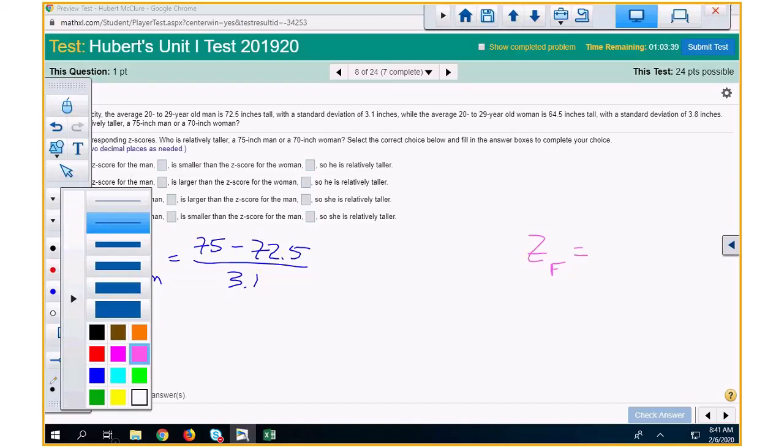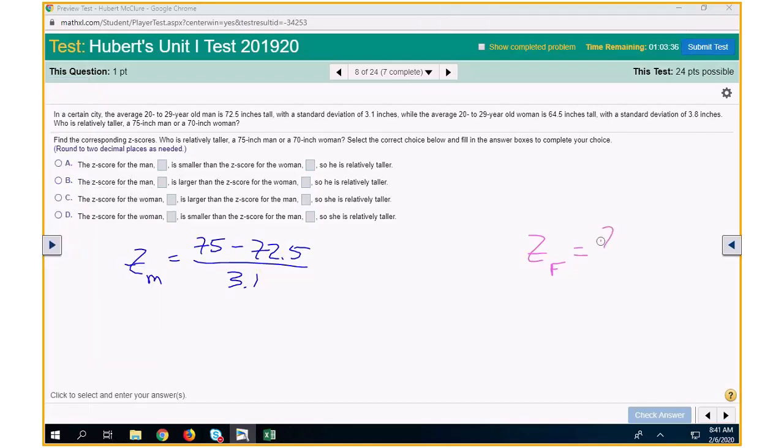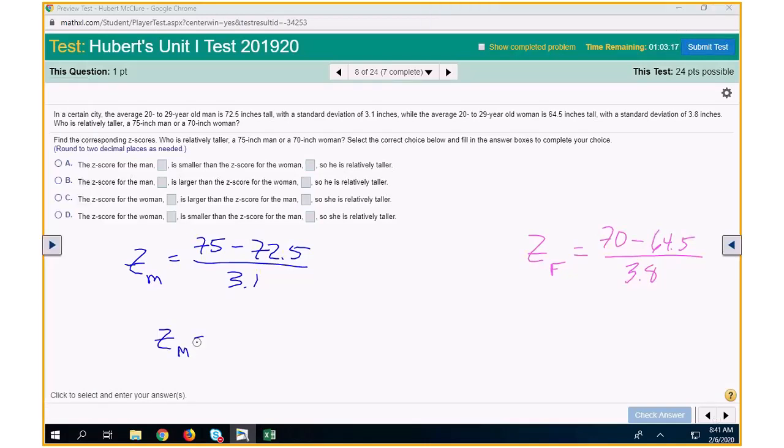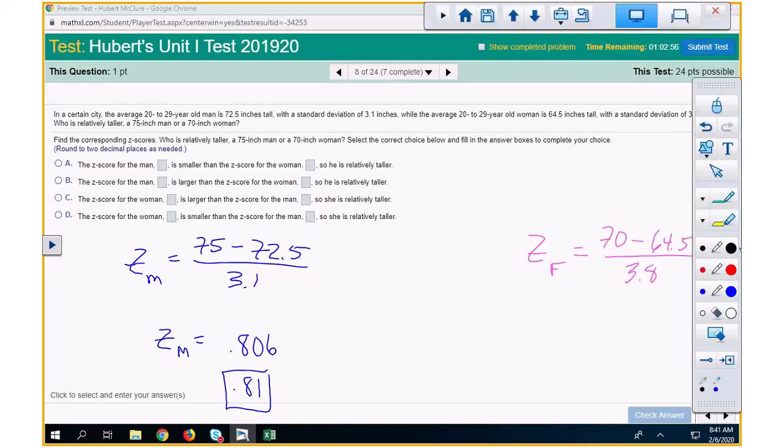And the female, how tall is she? 70 minus 64.5 over 3.8. And somebody give me the male Z score. What is it? 0.806. Did everybody get that? 0.81. Remember, z-scores are usually to the second decimal place. Always remember that, because in chapter 7, we're going to be doing them the whole unit. Okay? And let's do the finale.